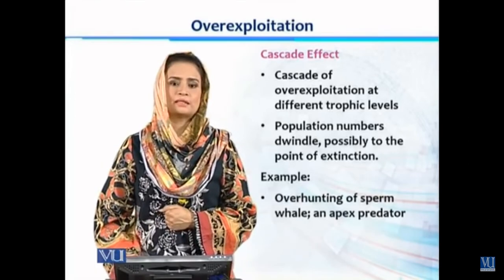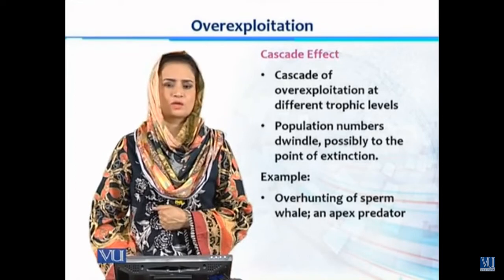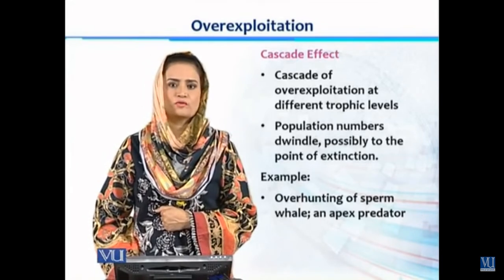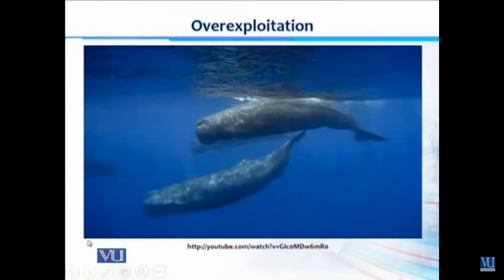So in this video we study how, with an apex predator, in this example the sperm whale, its elimination generates a cascade effect on a food chain. So let's watch this video.